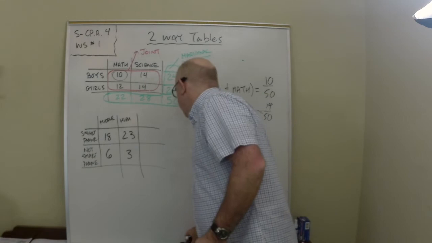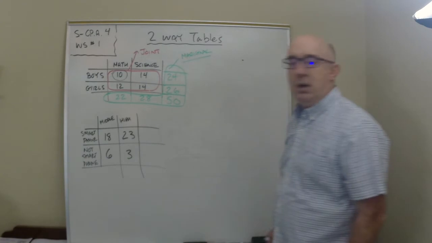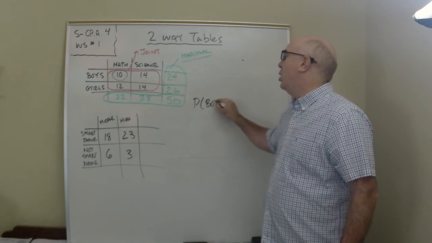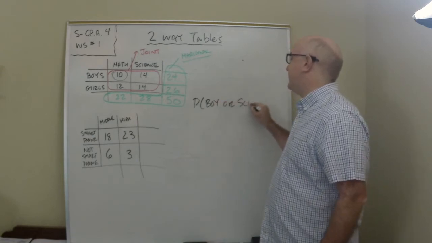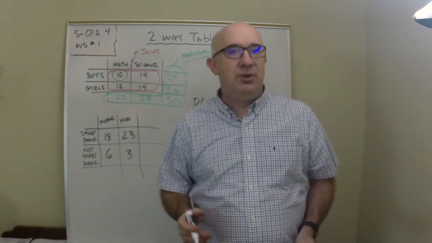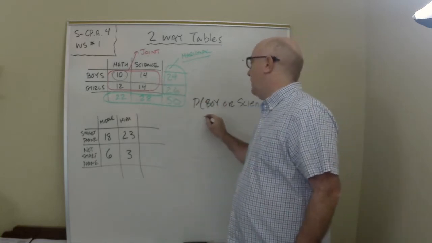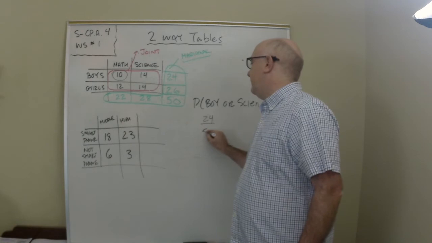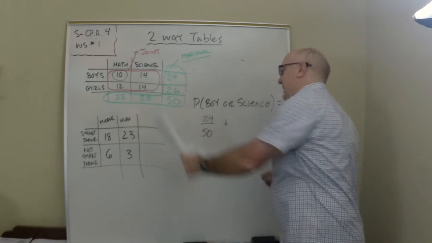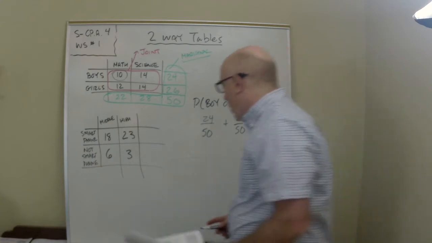Now, how about an "or" statement? What are the chances of being a boy or liking science? So the probability of boy or liking science. Now, you know what "or" is. "Or" is an addition of two things. So you're saying, what's the chance of being a boy? 24 out of the 50. What's the chance of liking science? 28 out of 50. Now, it isn't quite that simple.